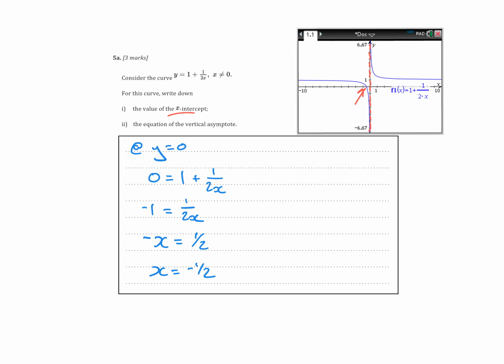Let's look at that in relation to our graph over here. That kind of makes a whole lot of sense. Minus a half, I'm happy with that as an answer. So that's my answer for part 1. Underline the final answer. Let's go for part 2 now.